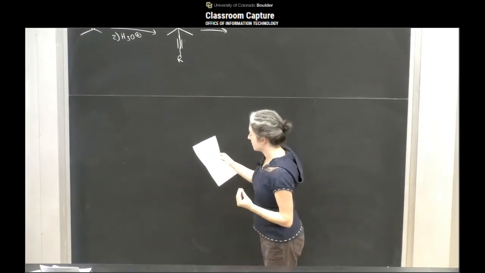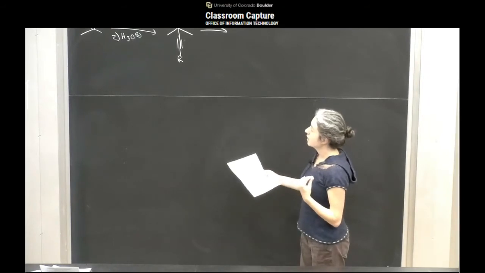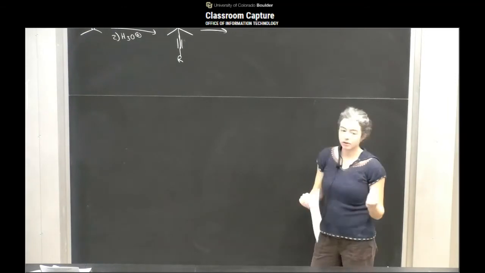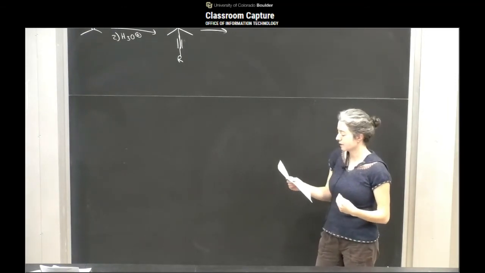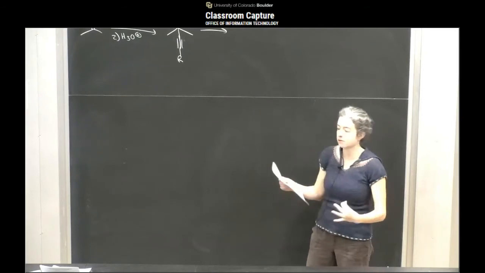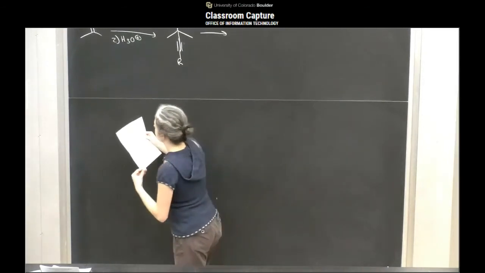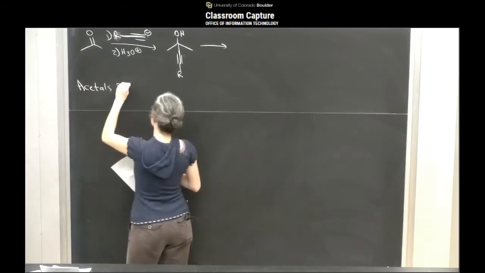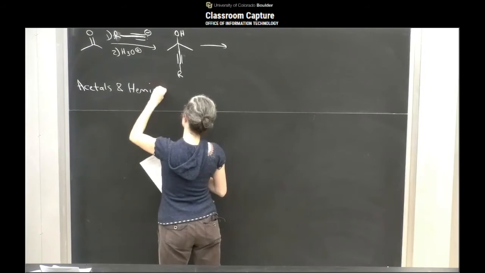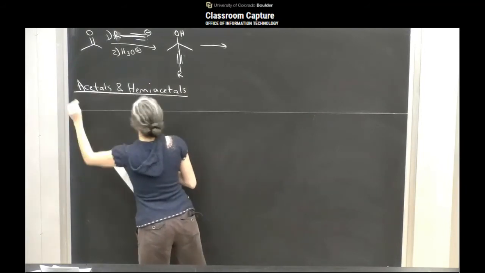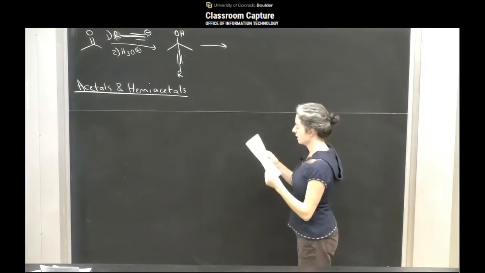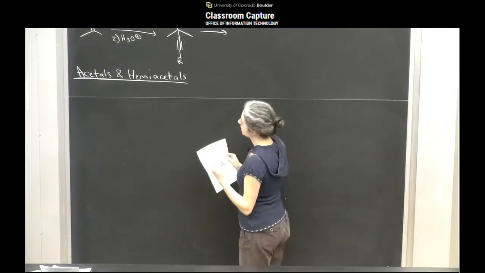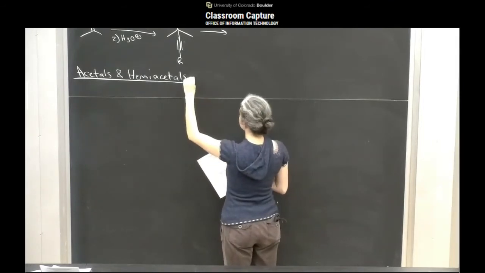So the next part of the chapter that we're going to get into is also a reversible addition kind of thing, but there's a lot more going on than just reversible additions, because it turns out we can do a ton of extra stuff with these reactions, so they get treated as their own section. What we're looking at here are acetals and hemiacetals.